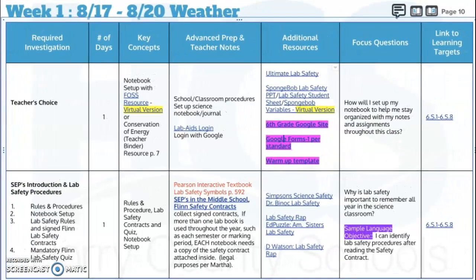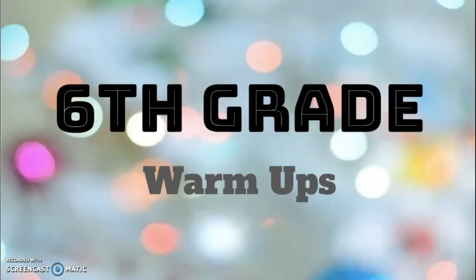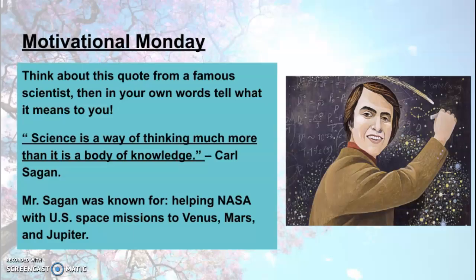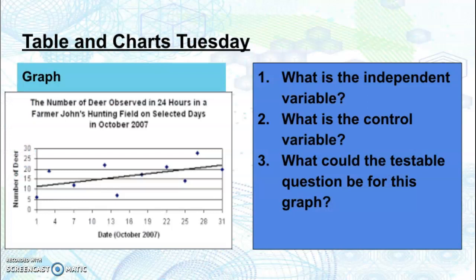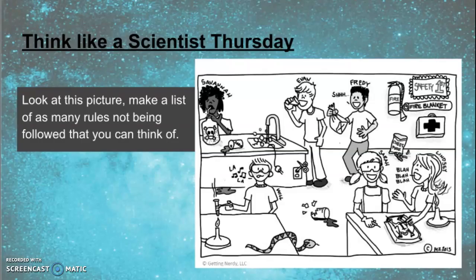The other thing I want to mention is that a year ago, we added this warm-up template. And we kind of went week by week, and every Monday was a Motivational Monday. It had a scientist and asked some questions about that scientist. Every Tuesday was Tables and Charts Tuesday with some questions, and the DOK on those varies. Every Wednesday was a Where You At Wednesday. It was just a brain dump of what you've been studying. Thursdays are Think Like a Scientist Thursdays, and I'm going to go over a couple of those in a minute.